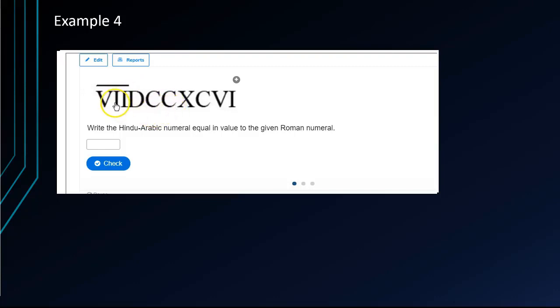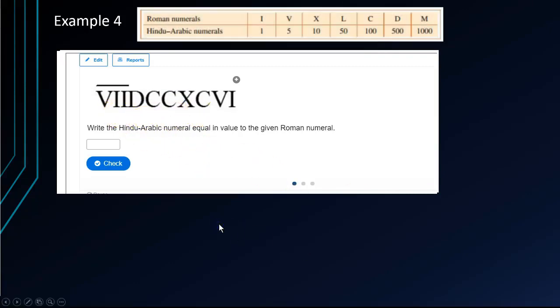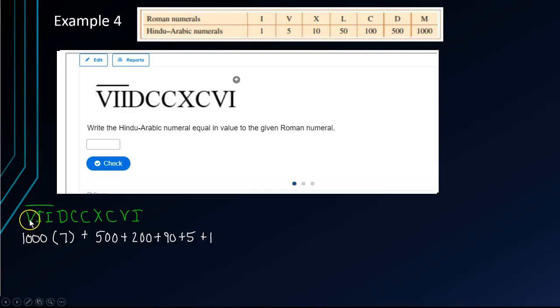So for this, when I look at this first example, I have this long number here. So I'm going to have 1,000 times what's underneath the bar. And what's underneath the bar is essentially 7, V and 2 I's. Then I look at the rest of it. Again, they're in decreasing order until I get to this X here. This X precedes this C.